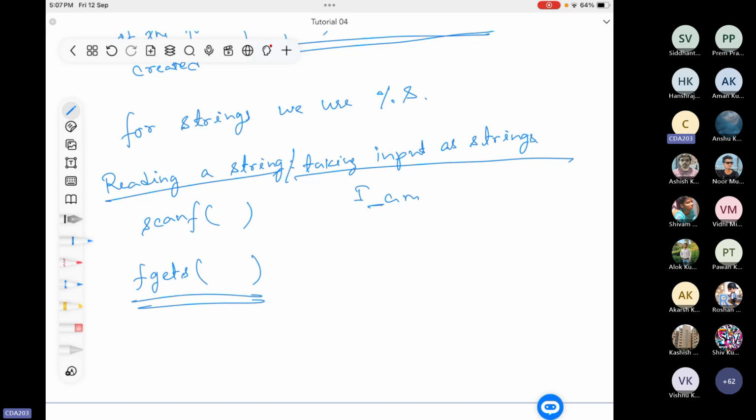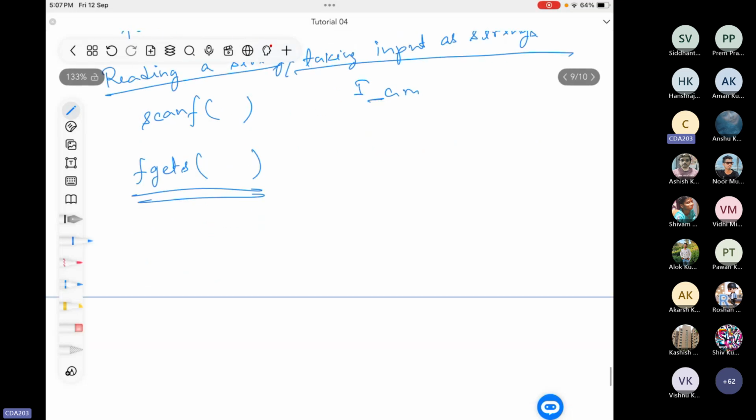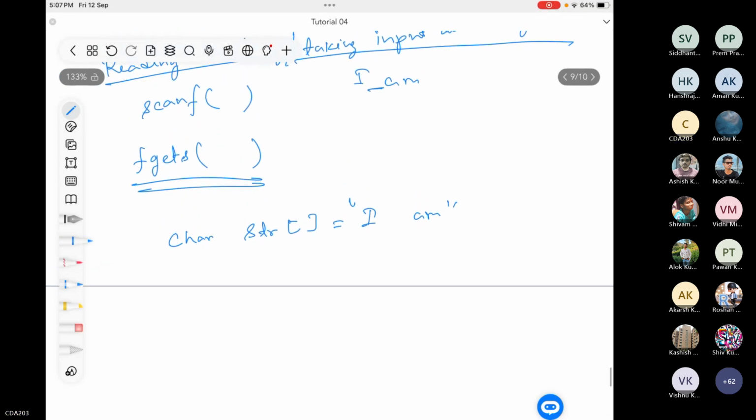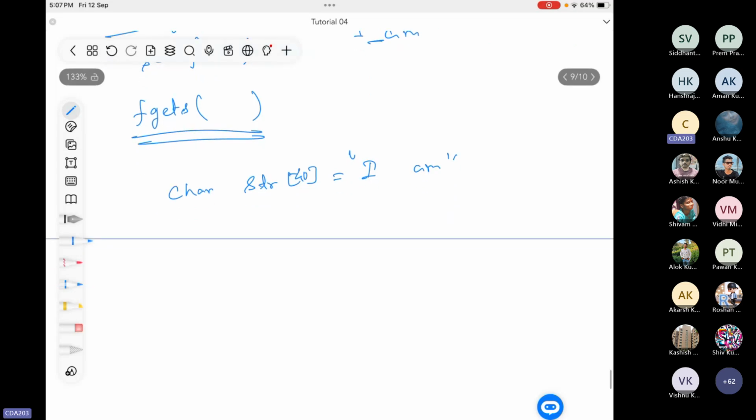So there is a function fgets. If you want to give an input like "I am", then you have to define the length of this also. Let's say it's 40. This 40 means the size of the array. The input is not given yet; you will give the input.